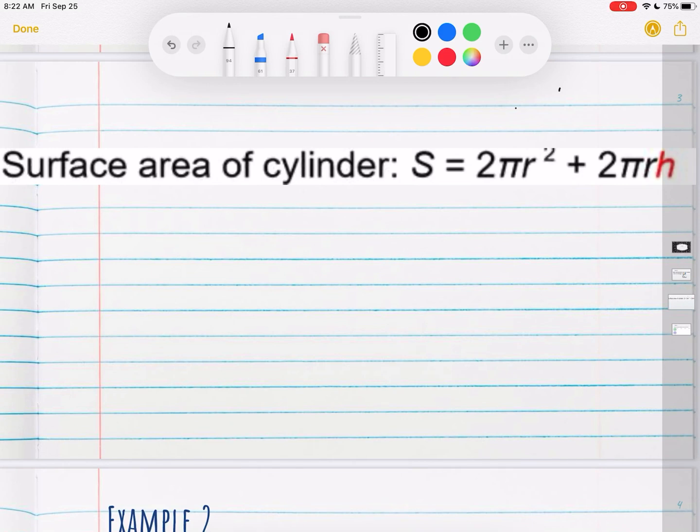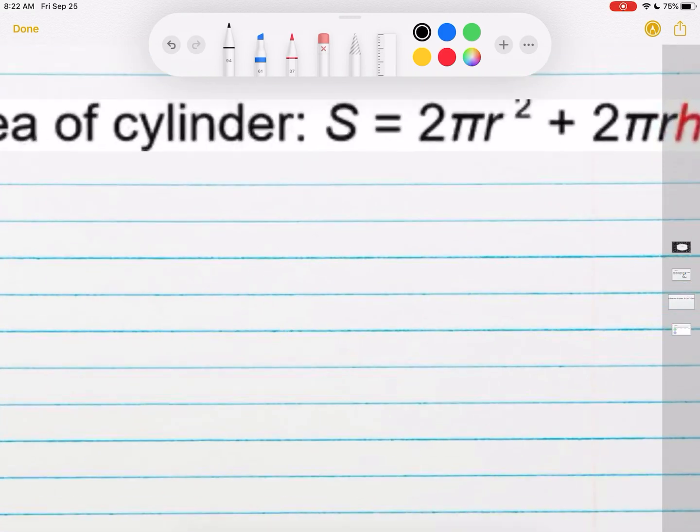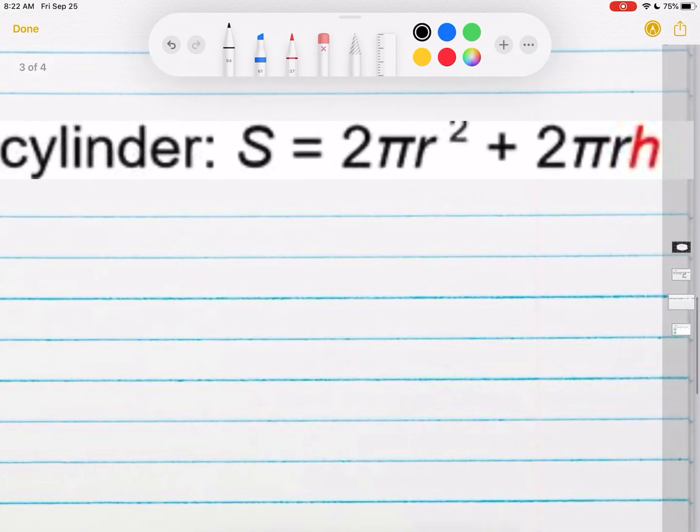So the equation for the surface area of a cylinder is S equals 2 pi r squared plus 2 pi r h. Let's break down a couple of things in this equation. S is surface area, R is radius, and H is height. Again, they just want me to solve for this variable right here. So I'm going to do the same thing as last time. There's just a little bit more in the way.